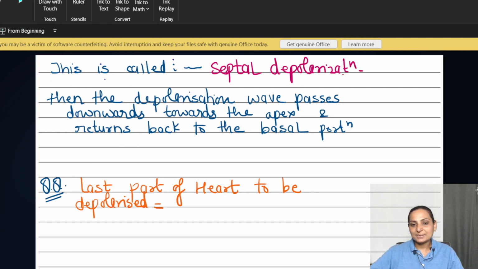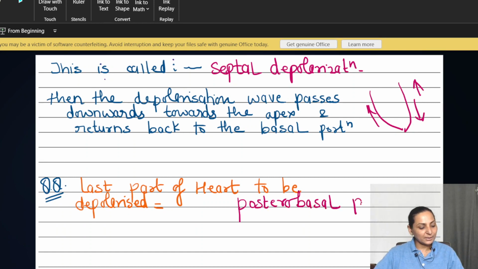After the septal depolarization, the wave is going to travel towards the apex, and then return back upwards towards the base of the heart. Okay? So the interventricular septum is crossed from left to right, going towards the apex and moving up towards the base. And this is very important, that the last part of the heart to be depolarized is the posterobasal portion of the left ventricle, then the pulmonary conus.